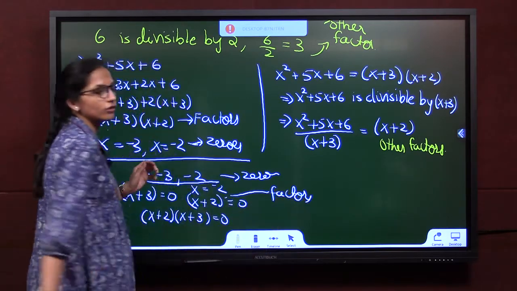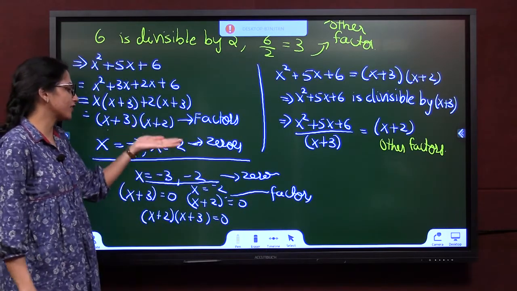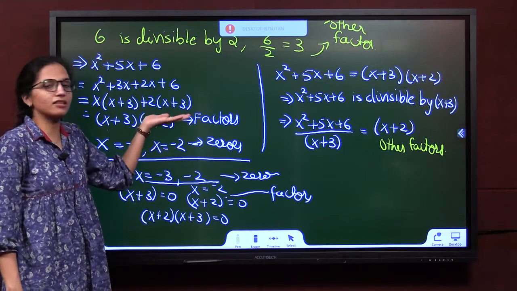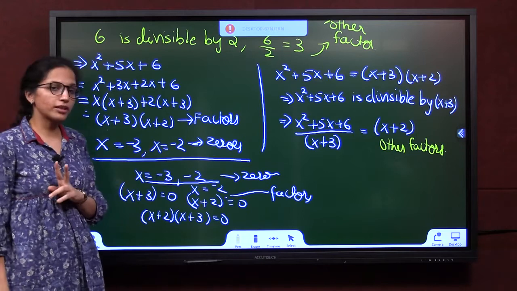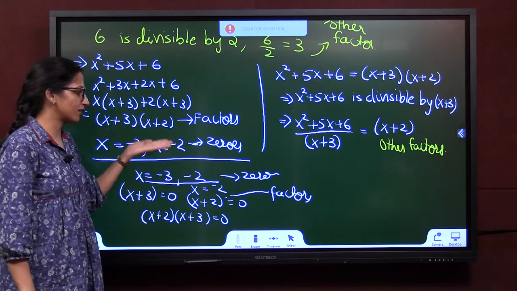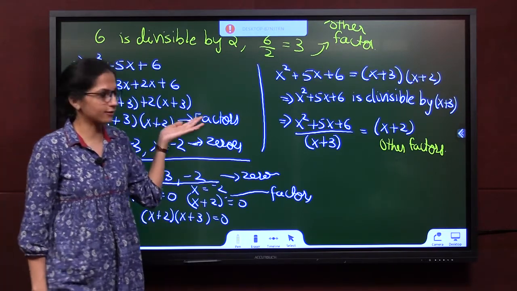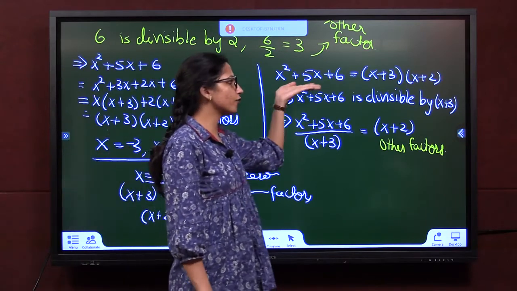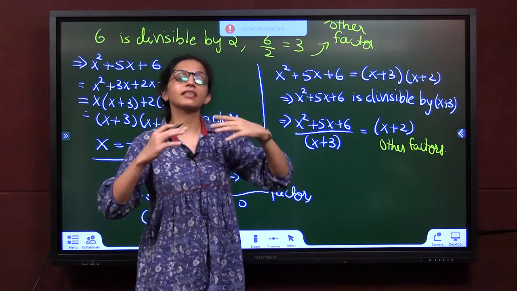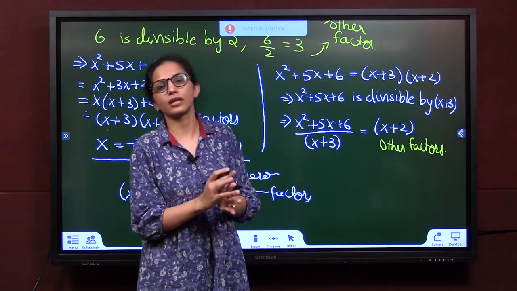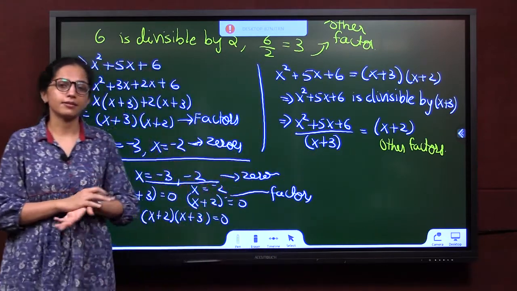This is the other thing you need to know. If you have the factors, you can get the zeros. If you have the zeros, you can get the factors. No problem. Two things to remember here. If you have factors, you can get zeros. If you have zeros, you can get factors. Next thing that you need to understand is, if you divide a polynomial by its factor, whatever answer you get, those are nothing but the remaining factors put together. Fine? Yes.